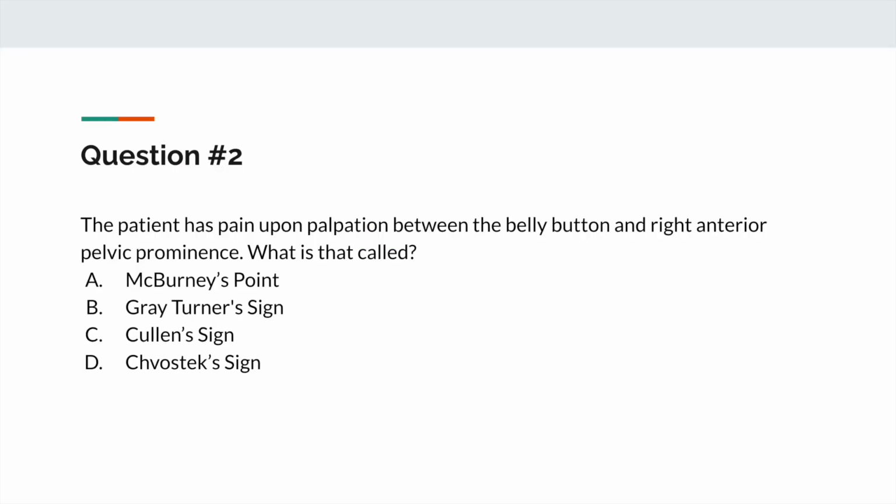So question number 2, the patient has pain upon palpation between the belly button and the right anterior pelvic prominence. What is that called? I'll give you guys a couple seconds to answer this. If you need more time, please pause the video.